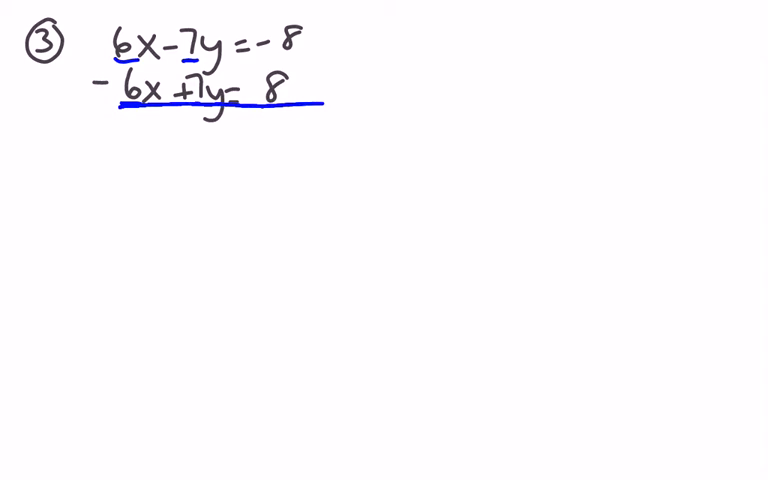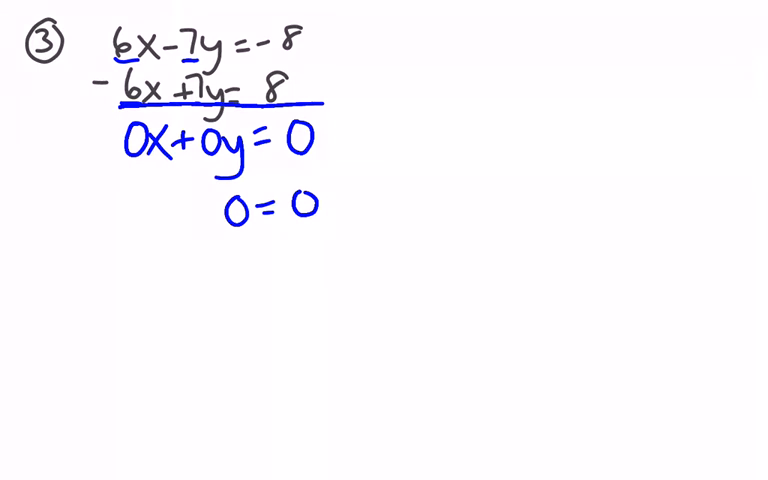And right now, if I do 6x minus 6x, that would give me 0x. So those eliminate. I don't need to change any signs. But what happens when I do that with y? Negative 7y plus 7y is 0y equals negative 8 plus 8 is 0. Well, what's 0x plus 0y? That's just 0.